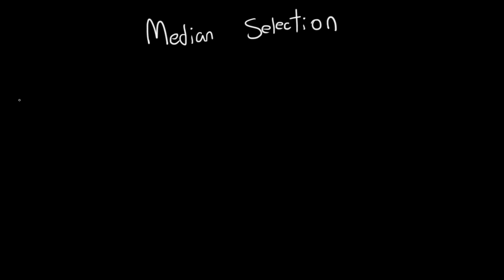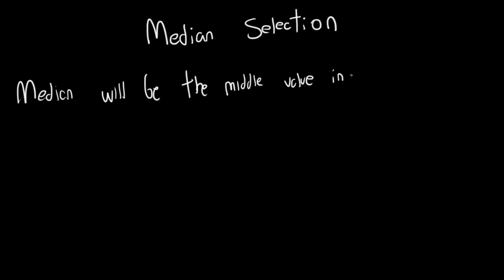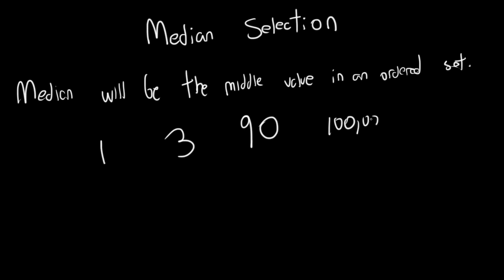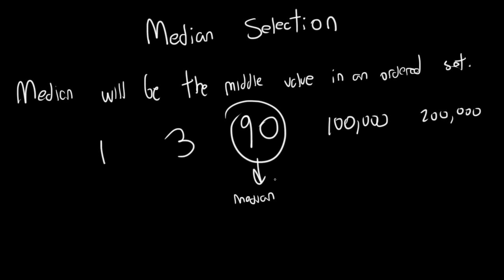Now, what is a median? Just in case we forgot, the median will be the middle value in an ordered set. Right, so if the set was ordered, so 1, 3, 90, 100,000, and 200,000, this is obviously ordered in increasing order, small, bigger, bigger, bigger, bigger, and this here would be our median. Simple enough, we remember this from math.